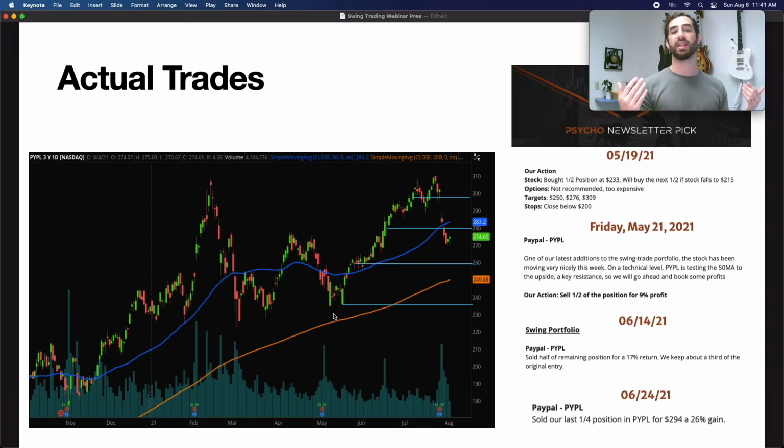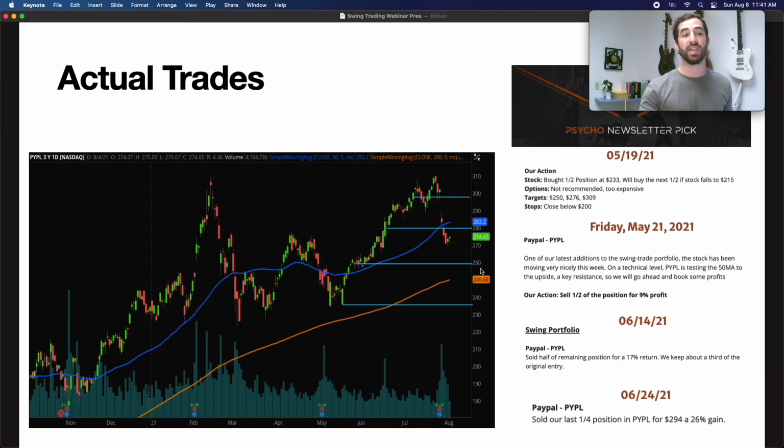Would somebody with another system maybe have bought full position here, and maybe not sold here, but sold the full position here and locked in more gains than we would have? Yes, but that would have been another system with other criteria that I don't know how risky it is or how repeatable it would be over and over again.